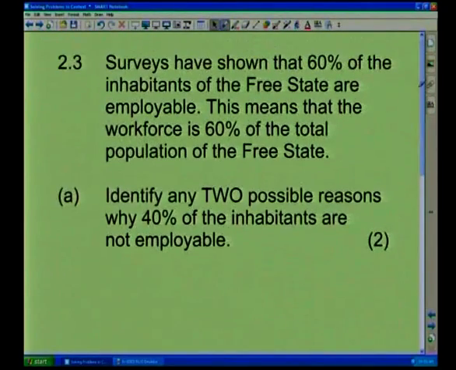Question 2.3 says, surveys have shown that 60% of the inhabitants of the Free State are employable. This means that the workforce is 60% of the total population of the Free State. Identify any two possible reasons why 40% of the inhabitants are not employable.